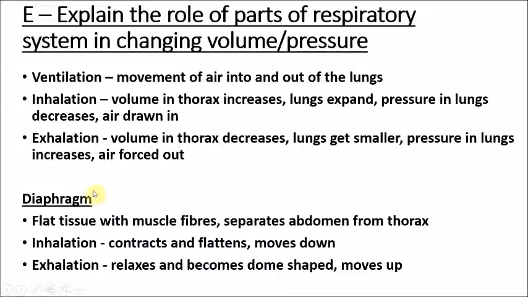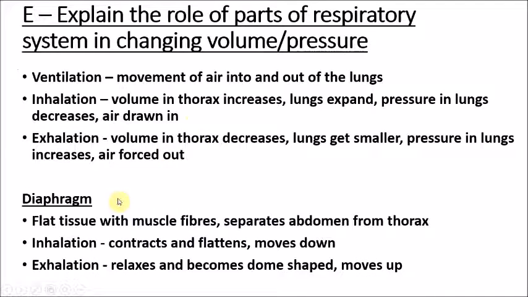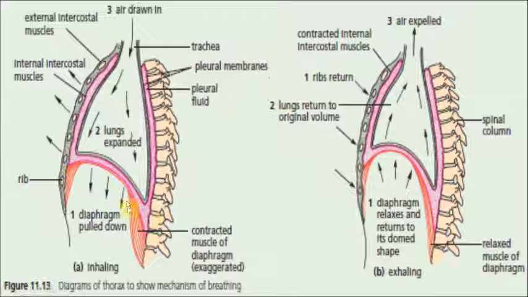The two muscles involved in this objective are the diaphragm and the intercostal muscles. These two muscles, when they contract and relax, cause inhalation and exhalation. The diaphragm is a flat tissue with muscle fibers, and it separates the abdomen from the thorax. As you inhale, it contracts and flattens. So you can see here, it contracts and moves downwards.